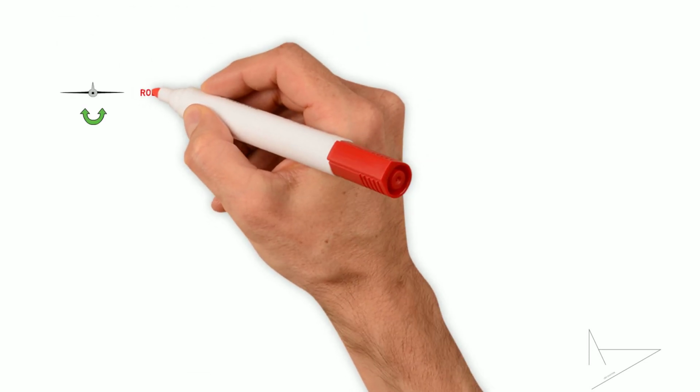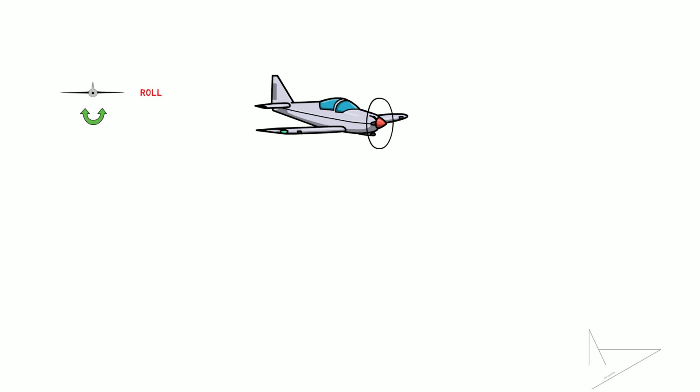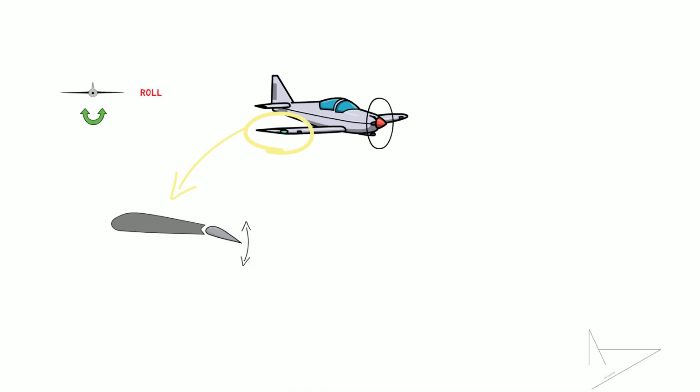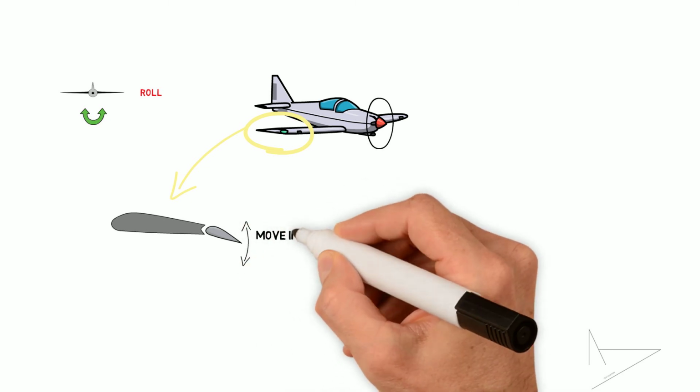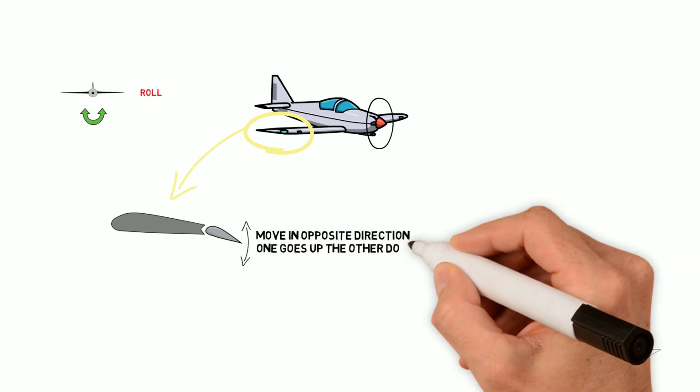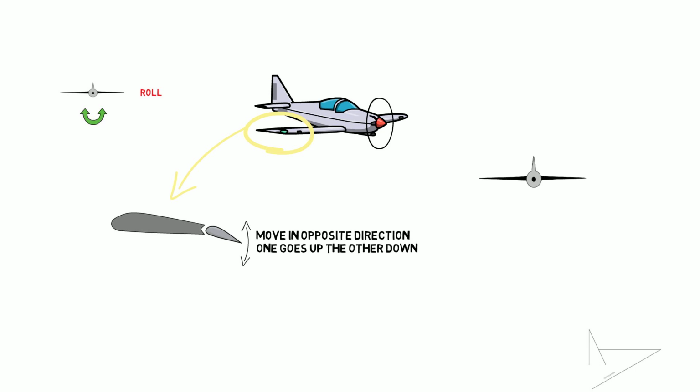Let's now talk about ailerons. These are movable parts at the back of the wings. You use them to roll the airplane and change direction. Differently from the elevators, the ailerons do not move in the same direction. When one moves up, the other moves down.